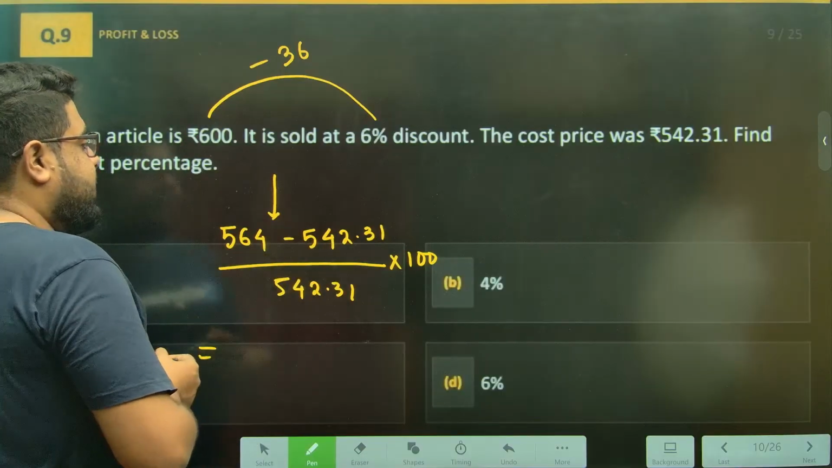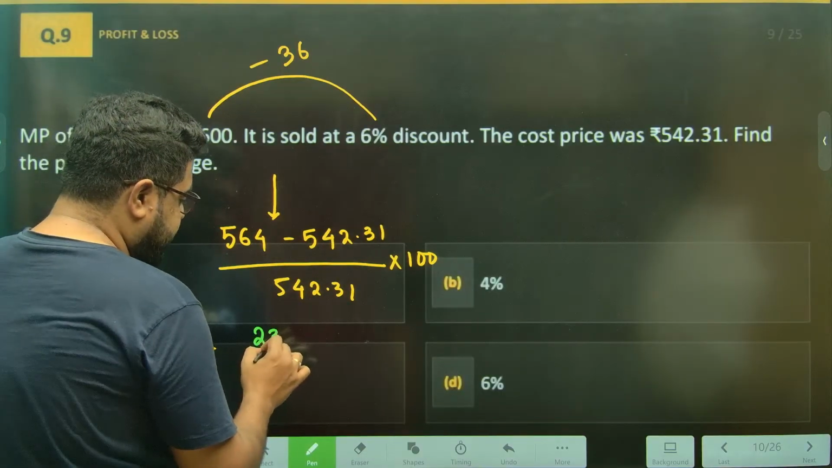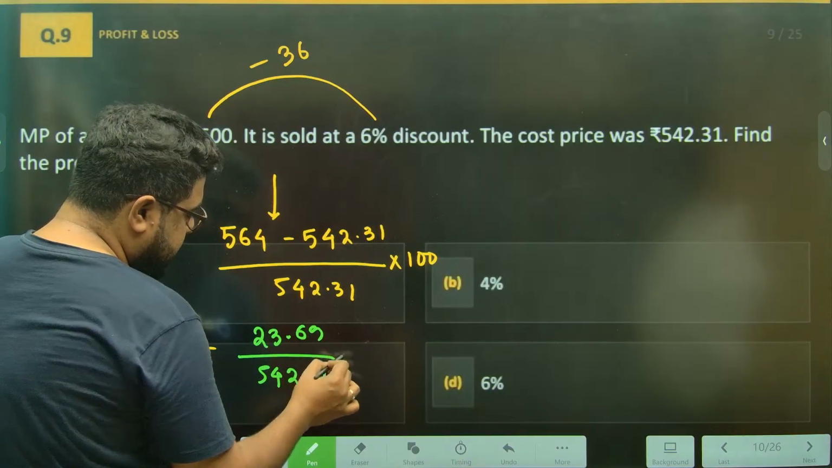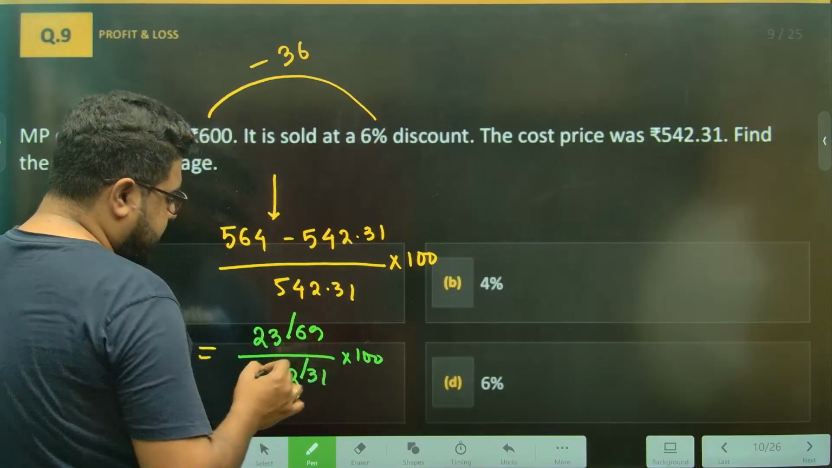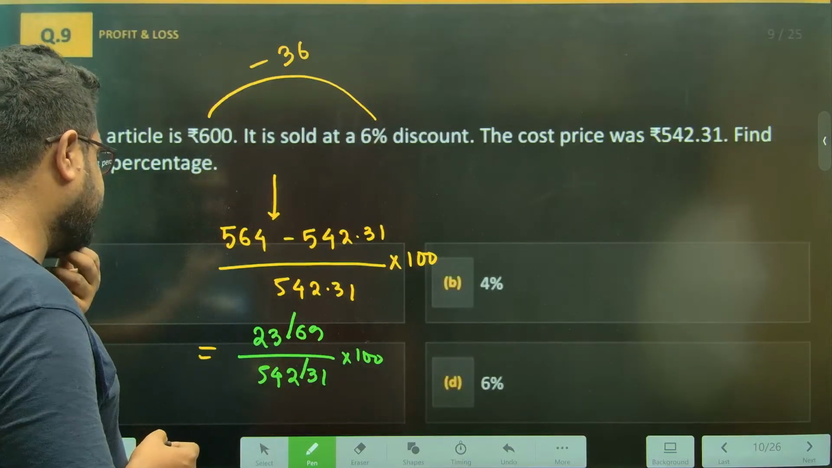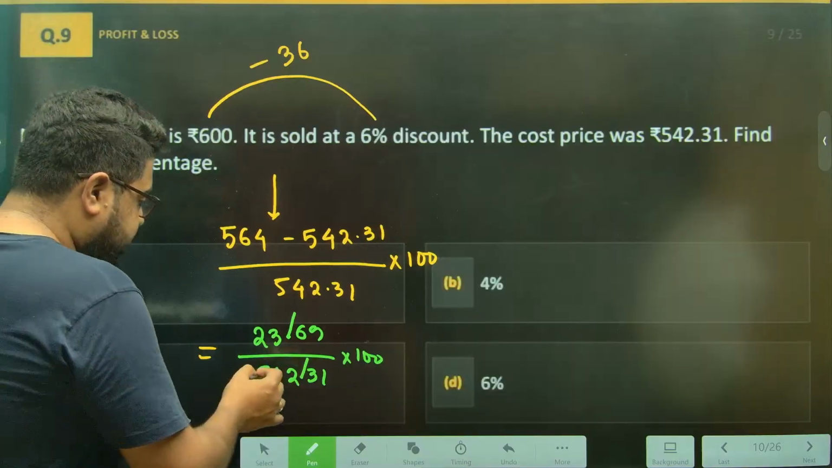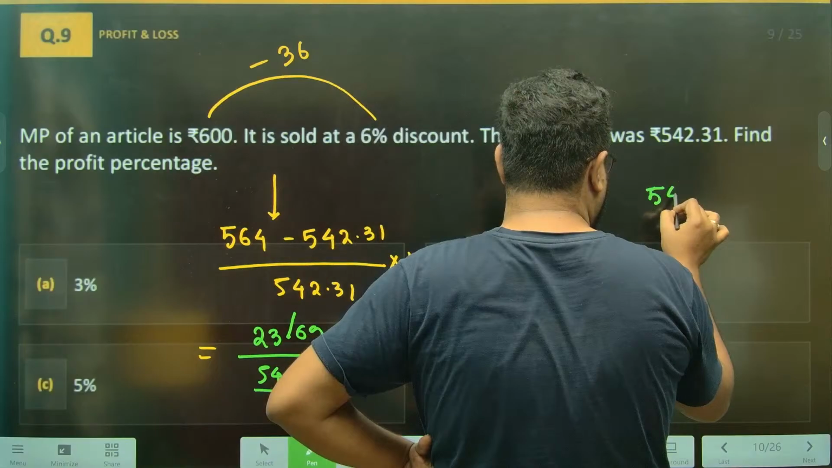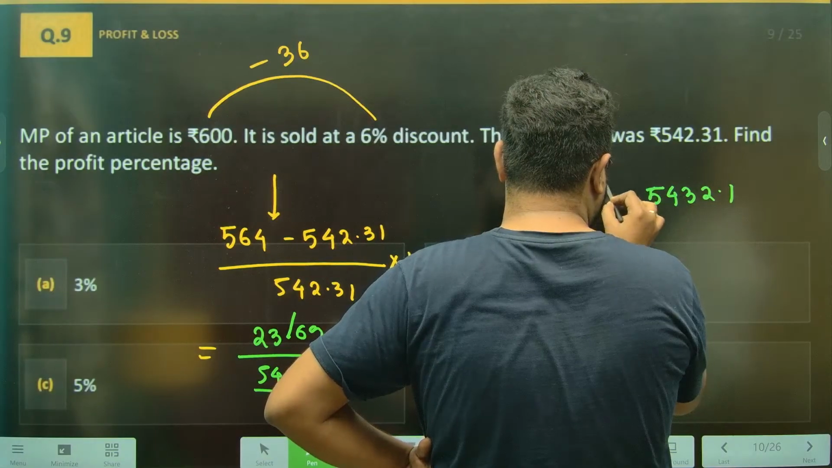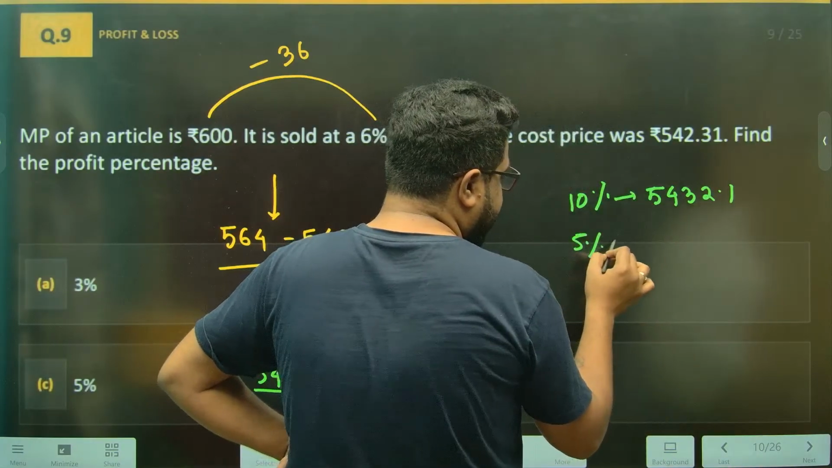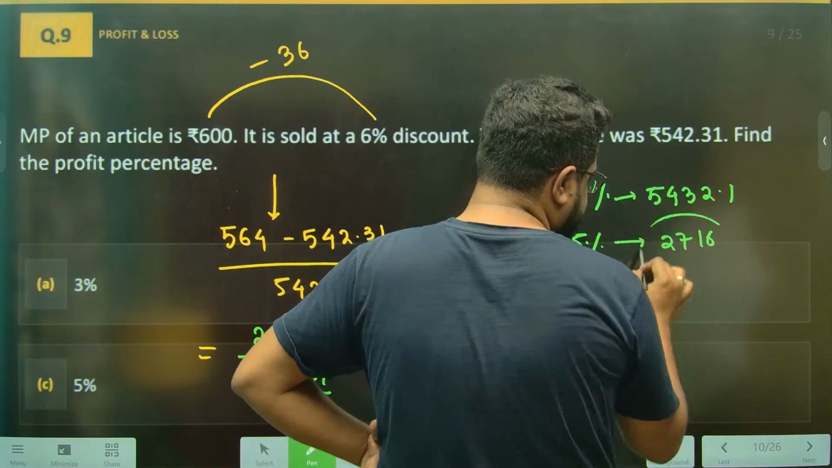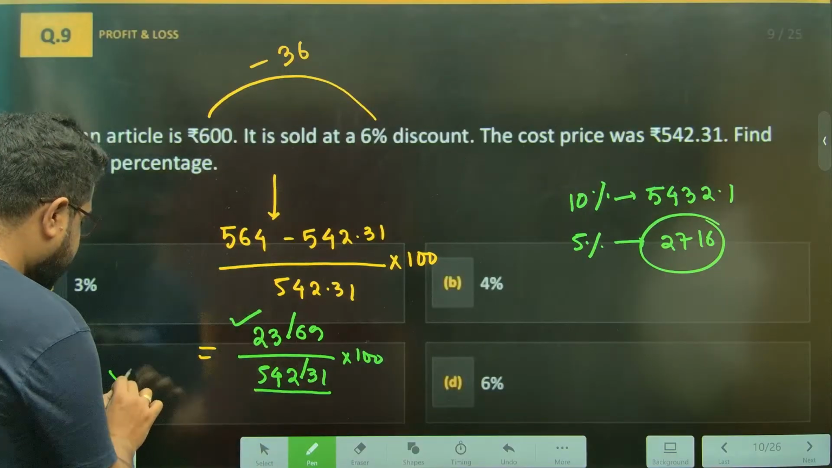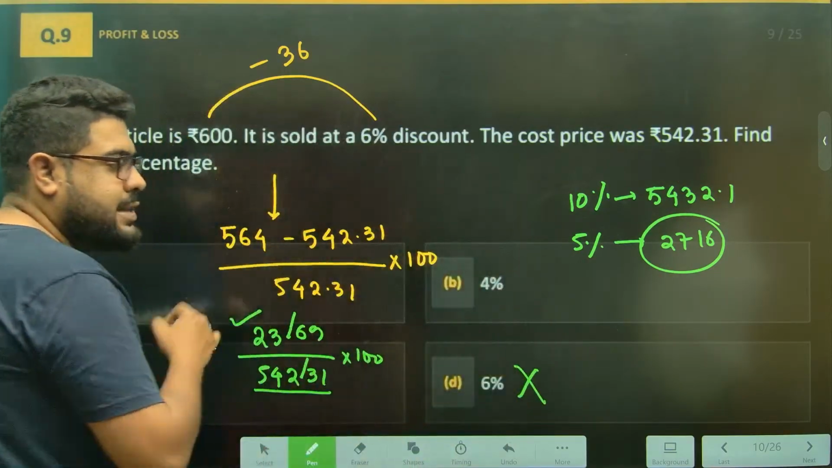23.69 out of 542.31 into 100. Again, there is no point trying to calculate normally. Let's do something. 10% of 54,000 will be 5432.1. So 5% will be half of this, 2716. Is this less than that? Yes, this is less than that. So 5% cannot be the answer, 6% also cannot be the answer. It is less than that.